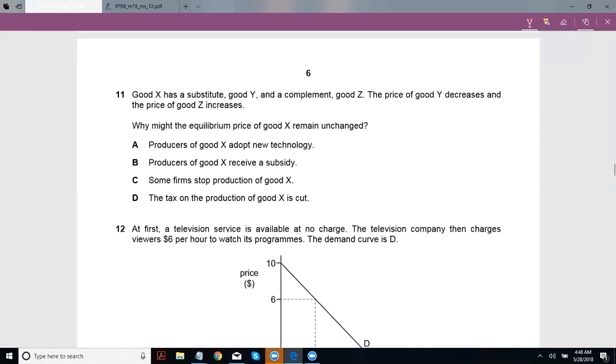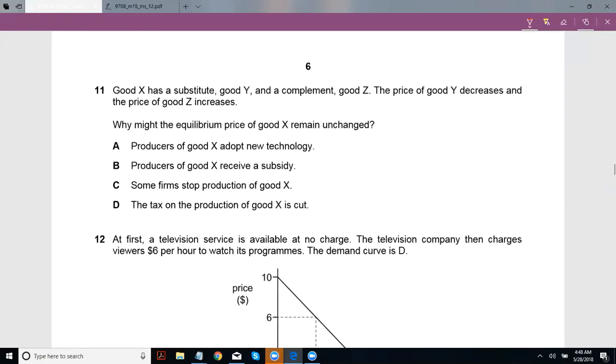All right, so continuing with our Feb-March 18 paper, 11 to 20, these will be the MCQs we'll look at in this video. So good X has a substitute, which is good Y, and a complement, which is good Z. The price of good Y decreases, and the price of good Z increases. Why might the equilibrium price of good X remain unchanged?